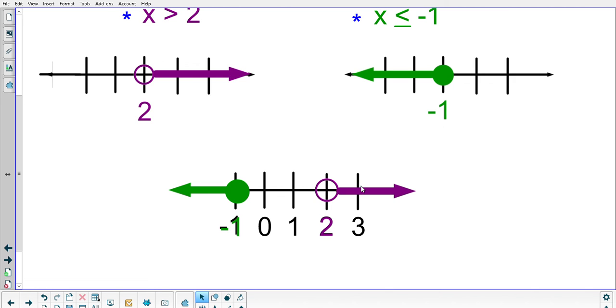If I pick the number 3, it doesn't make the green side true, but it does make the purple side true. So 3 would be a number. But so would negative 2, because it either has to make this one true or this one true. In the next video, we'll take a look at some examples and study these a bit further.